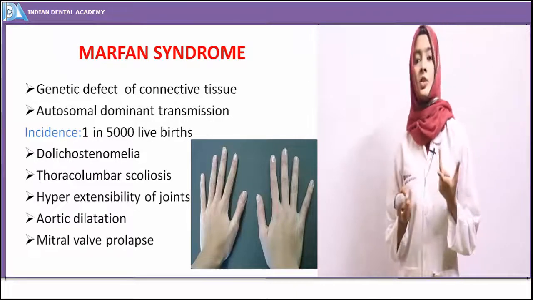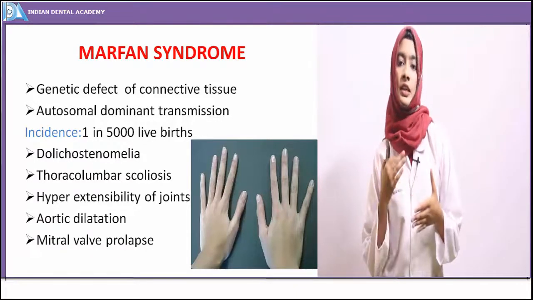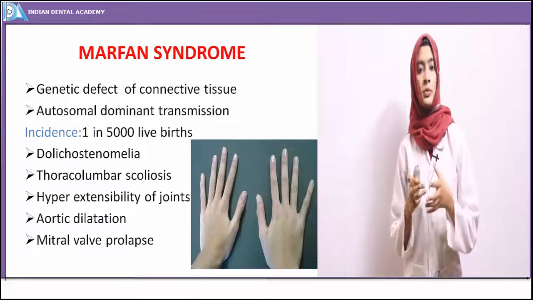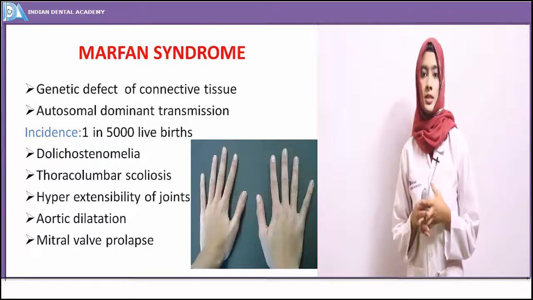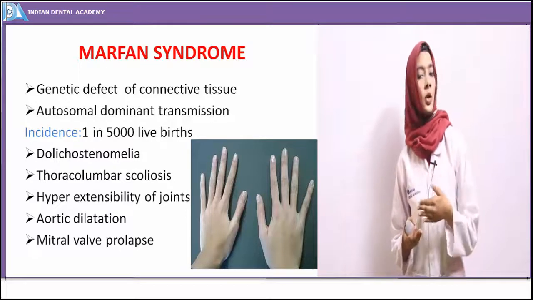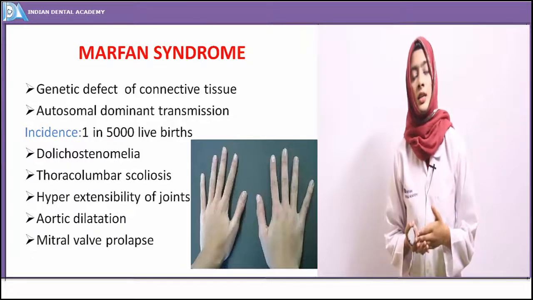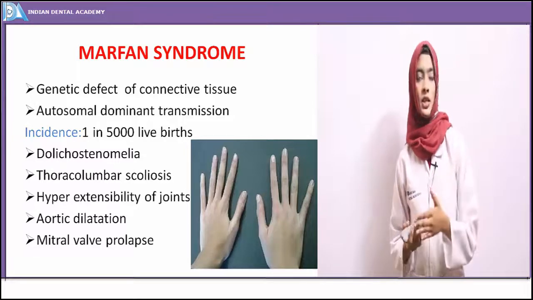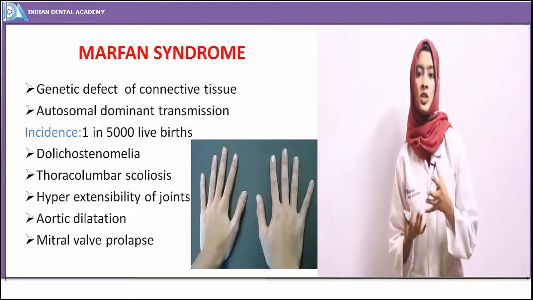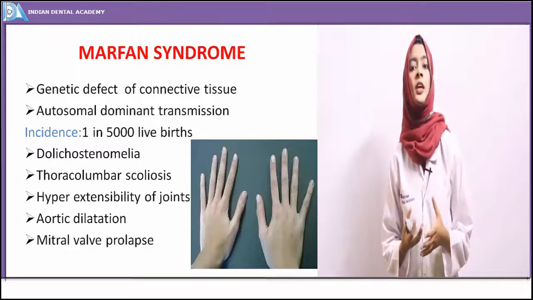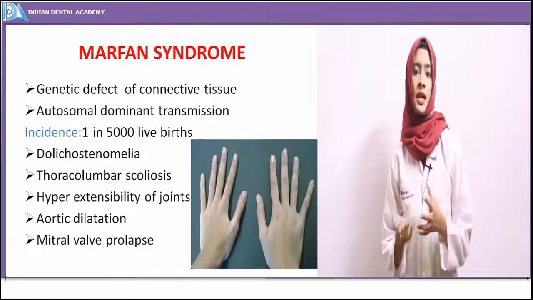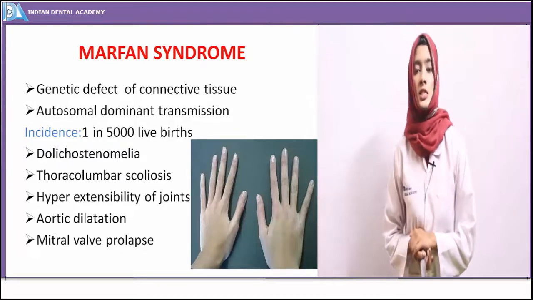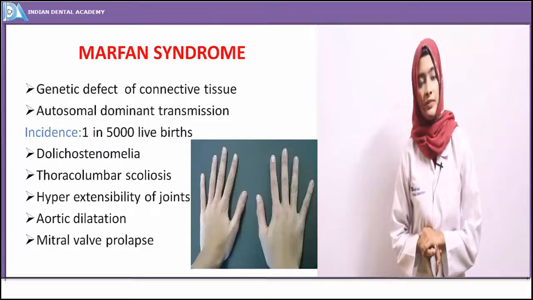So Marfan syndrome is actually a genetic defect in connective tissue. It is a connective tissue disorder. So gene mutations give rise to this disease. It is transmitted as an autosomal dominant inheritance. It's more commonly seen in children. It's detected in children, actually present at the time of birth, but usually noticed at the time of like 10 to 15 years of age. Marfan syndrome incidence is 1 in 5,000 live births.